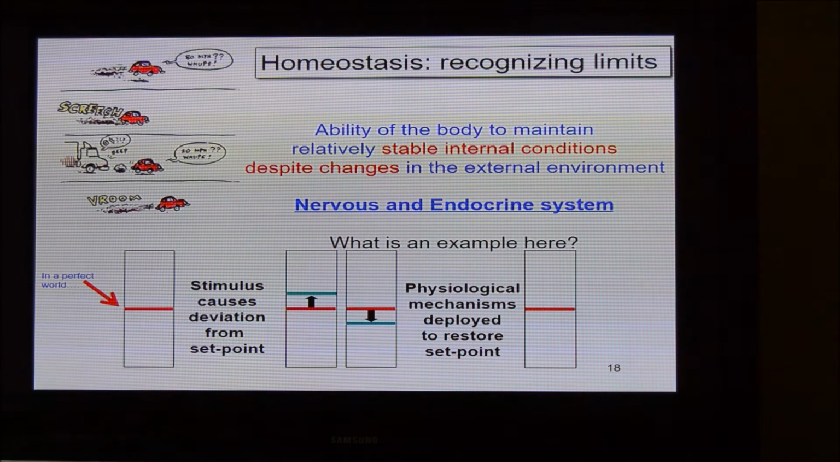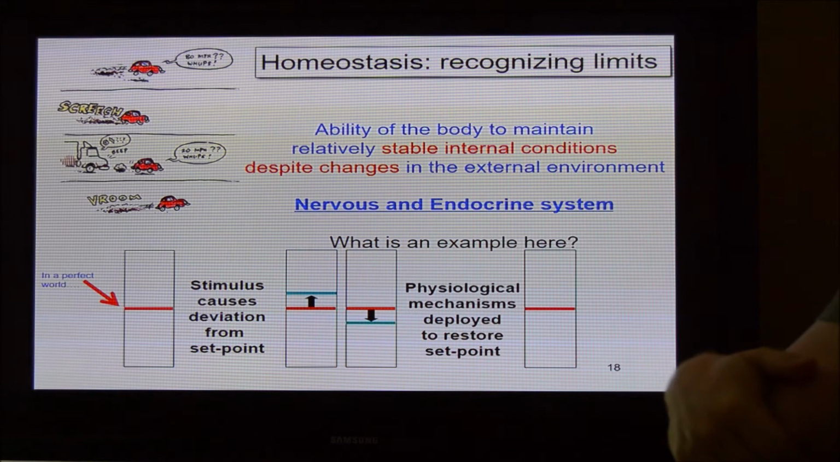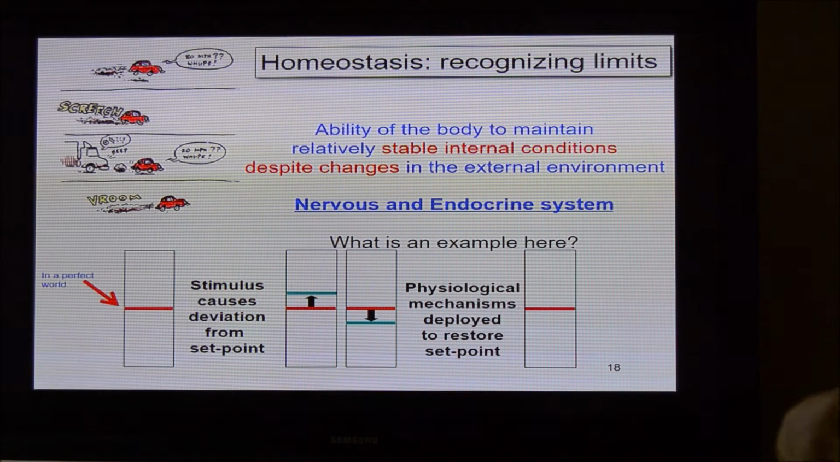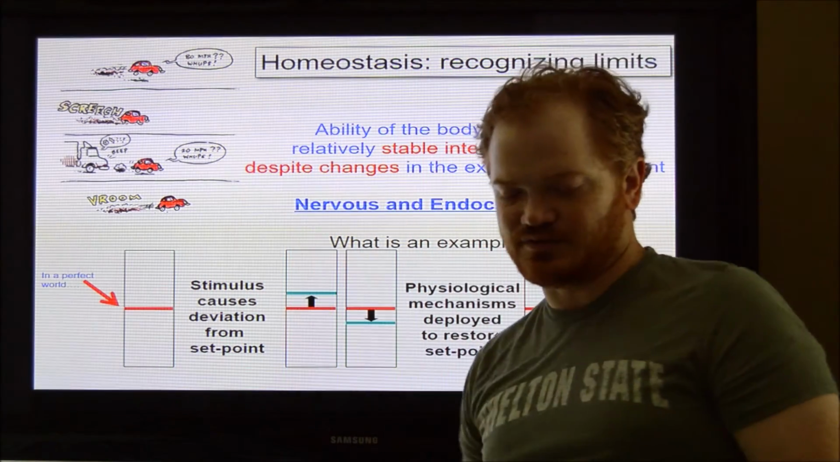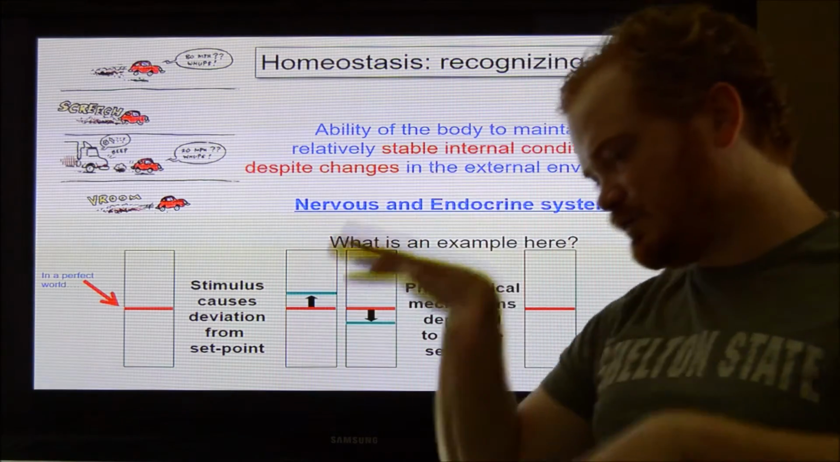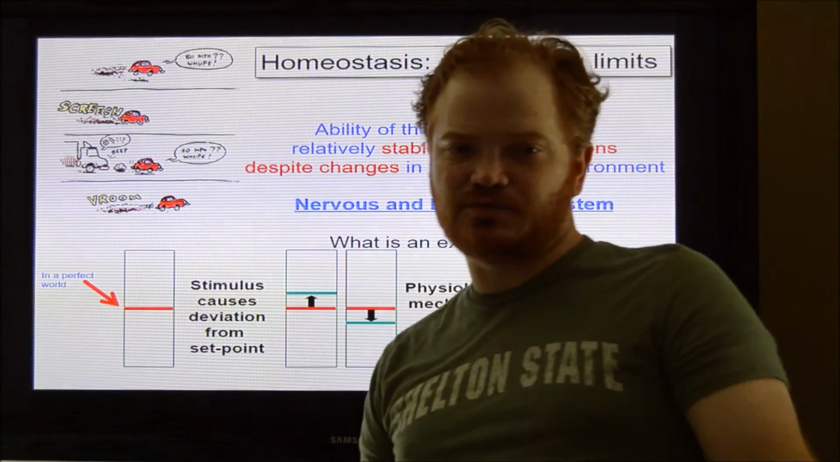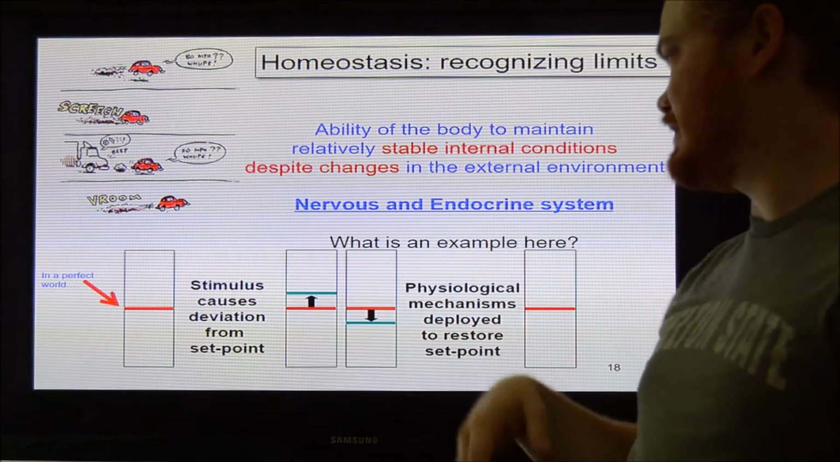So let's discuss. Homeostasis, recognizing limits, is the ability of the body to maintain relatively stable internal conditions despite changes in the external environment. This is going to be done by your nervous system and your endocrine system. Okay? Your nervous system by directly regulating things using the brain, your endocrine system by releasing specific hormones.